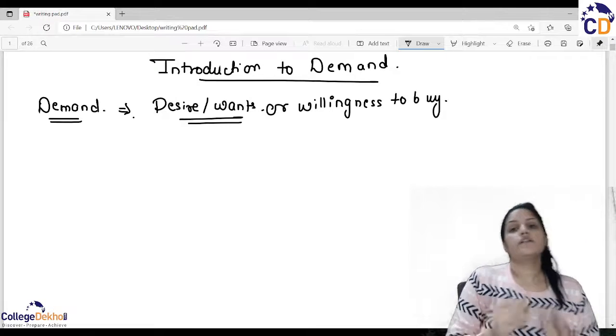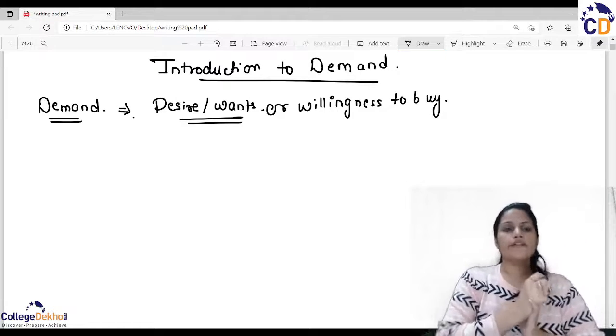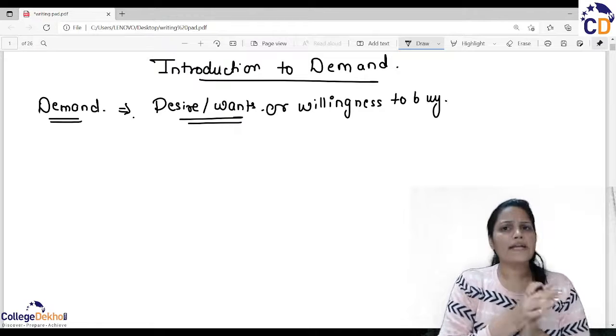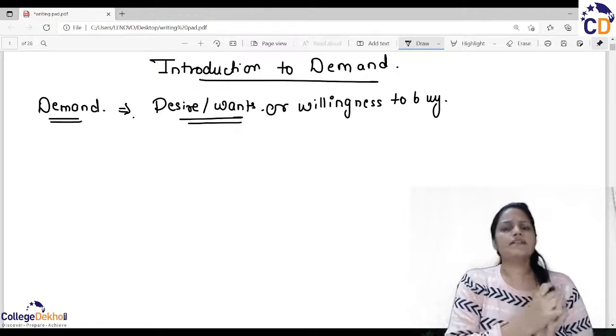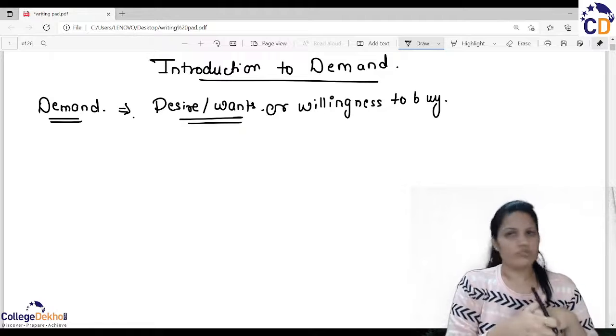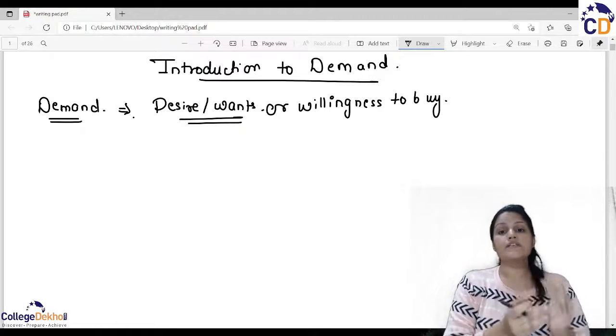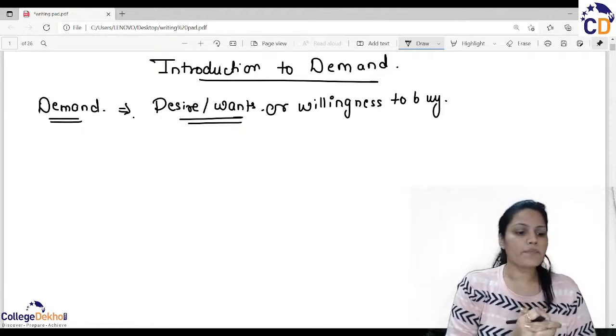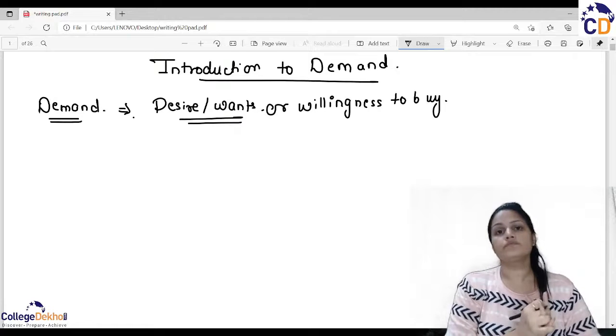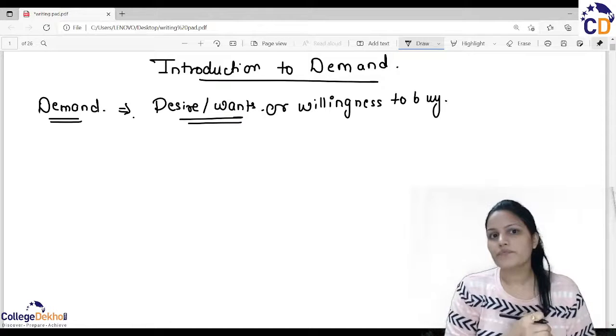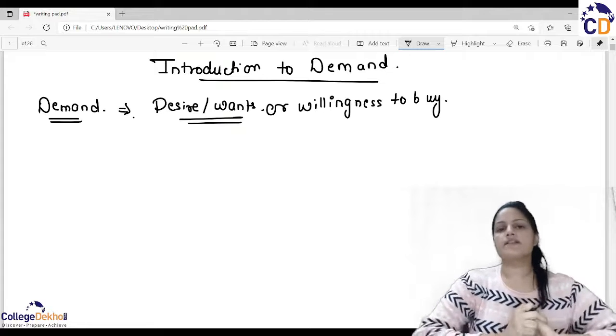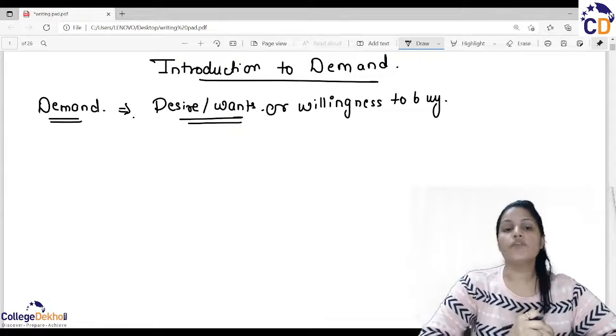It is what? A demand. So here is the word buy. Who can buy the item? Customer. Is the supplier a buyer? No. A supplier is a person who sells the item, and a buyer is a person who buys the item. So here demand means desire or wants or willingness to buy.